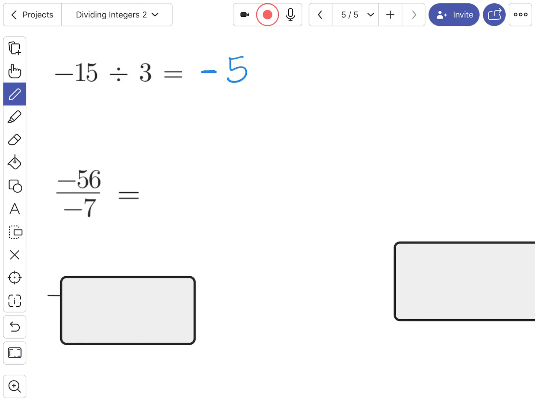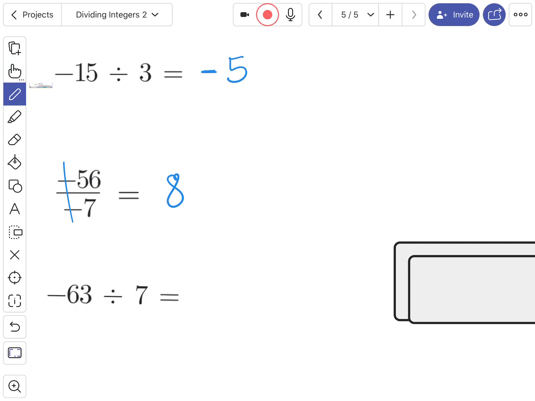A negative divided by a negative, I think of it like this. When you're dividing, those negatives cancel. 56 divided by 7 is 8. And last but certainly not least, a negative divided by a positive is a negative, and 63 divided by 7 is 9. So again, just remember for both multiplication and division, if you have one negative sign, the answer stays negative.